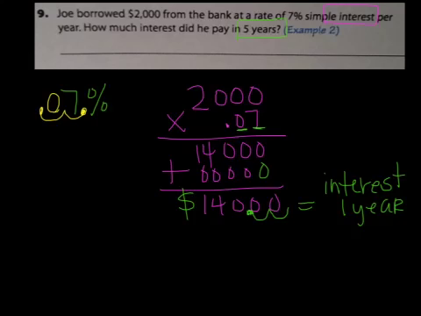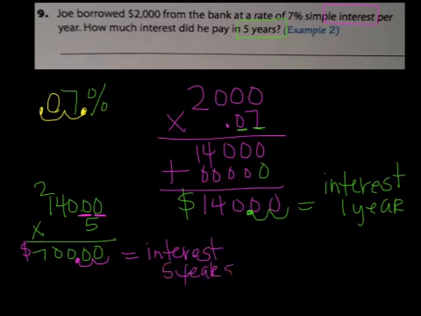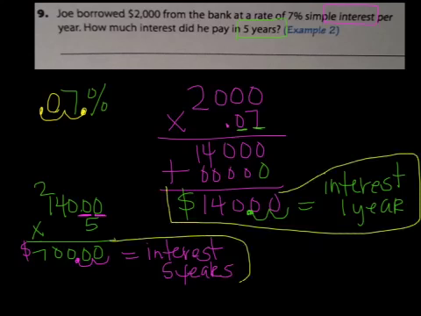So to do your final answer, you're going to take $140, which was 1 year worth of interest, and multiply it by 5 because you're doing it for 5 years. Then I'm going to see how many digits are behind the decimal. The 5 doesn't have any digits behind the decimal, so I'm only going to have to back up twice. So now my answer, this is my interest for 5 years. I'm going to have 2 total answers. I have the interest for 1 year, and then I have the interest for 5 years, which is the total amount of interest he paid.